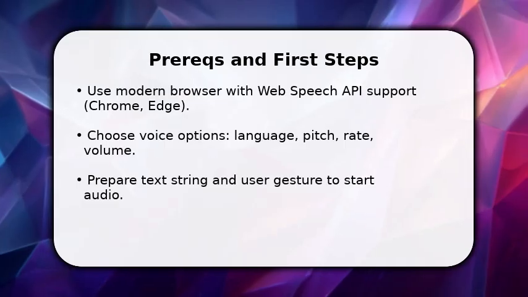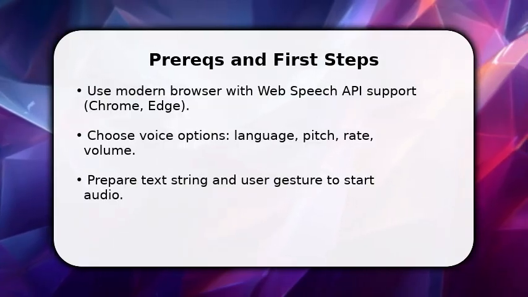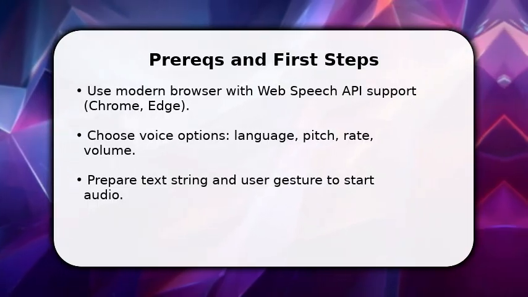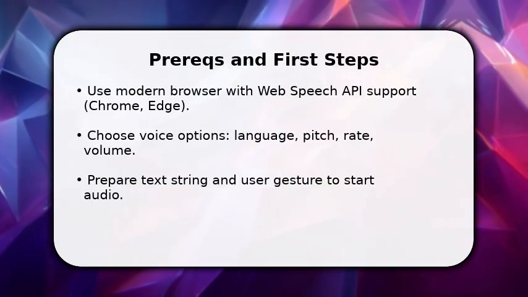Enjoy the video. You start by confirming prerequisites: a modern browser with the Web Speech API and a page served over HTTPS. Next, create a speech synthesis utterance and set its text property to your string. This is where you control phrasing.